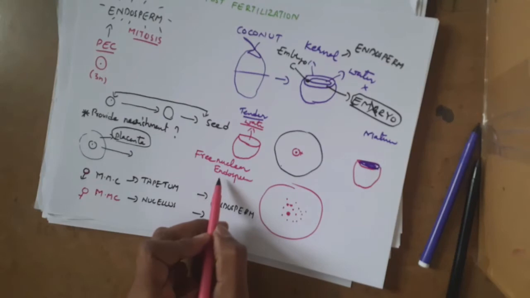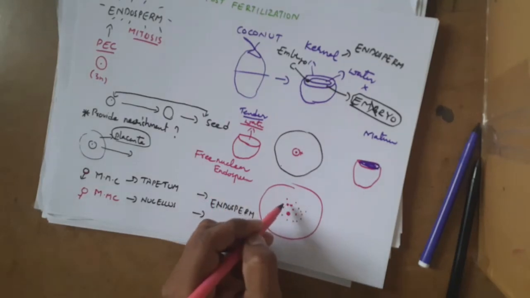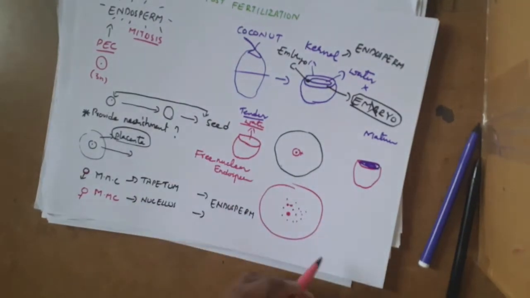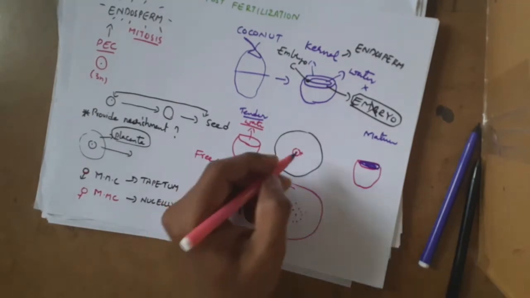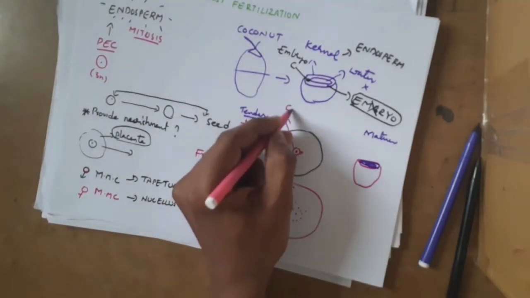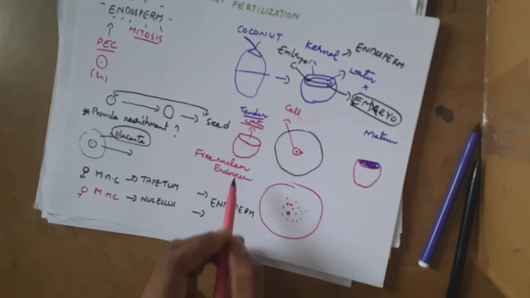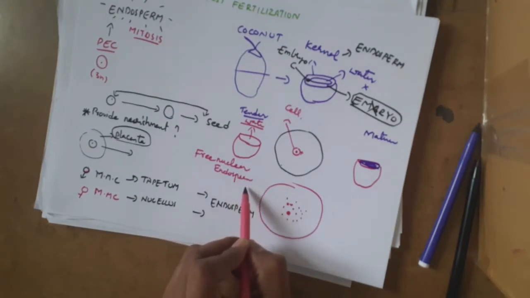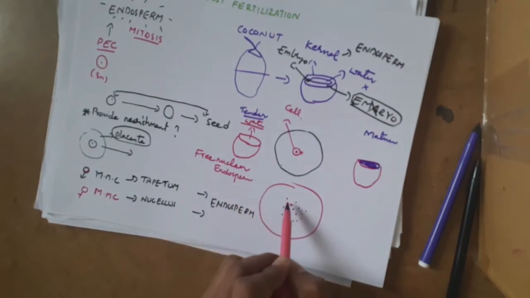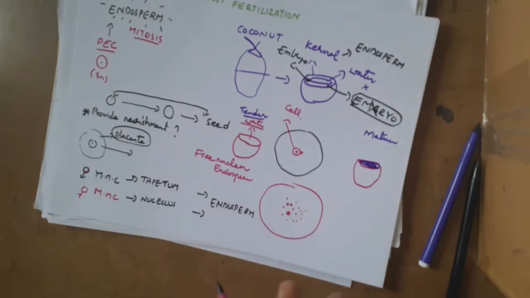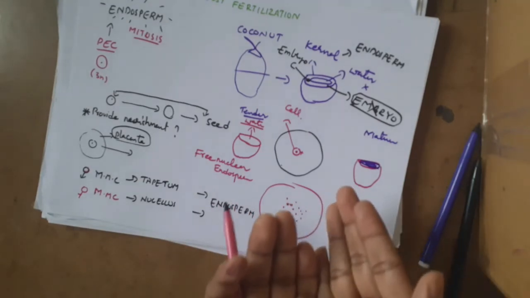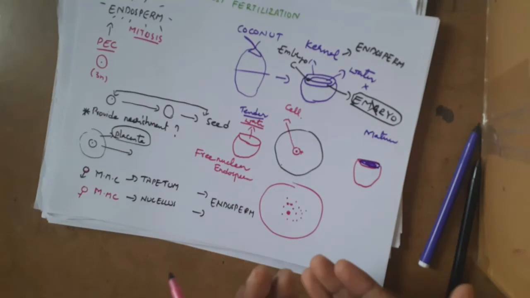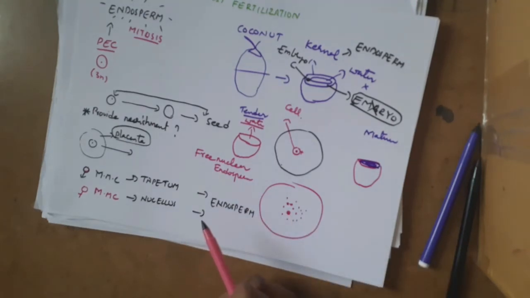Free nuclear endosperm is nothing but a number of nuclei looking like water, without any cell membrane around them. Without a cell membrane, each and every nucleus appears like water. That is the endosperm that we are actually drinking. And if you go to the south, coconut milk or coconut water is in high demand.